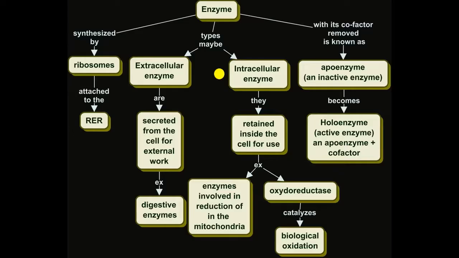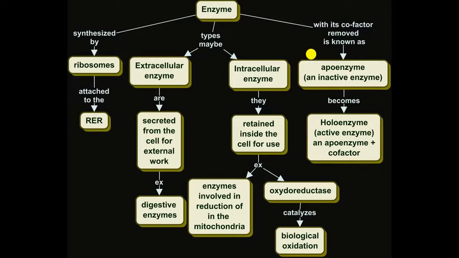The other type of enzyme is called the intracellular enzyme. Intracellular enzymes are retained inside the cell for use. An example is the enzymes involved in oxidation reduction inside the mitochondria, also known as the oxidoreductase enzyme. The oxidoreductase enzyme catalyzes biological oxidation.